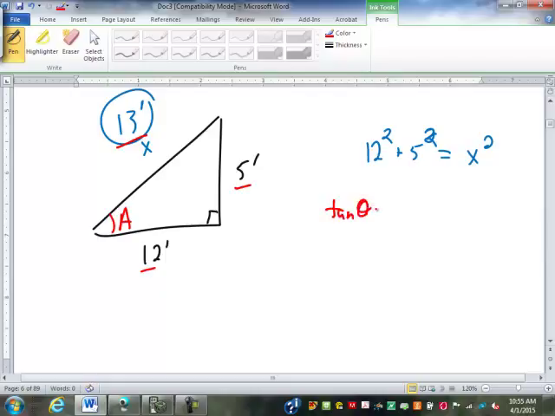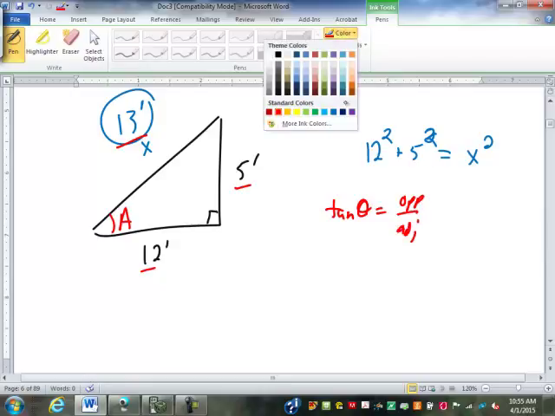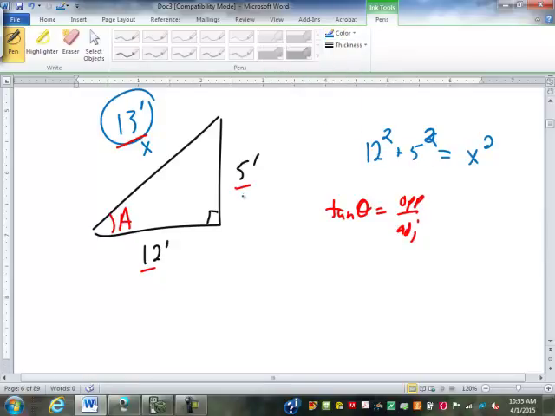Tangent of an angle is opposite leg over adjacent leg. And now which one of these is the opposite leg? 5. So this is the adjacent. We don't know the angle, so the variable A is going to be put in for the angle. Opposite is 5, adjacent is 12.